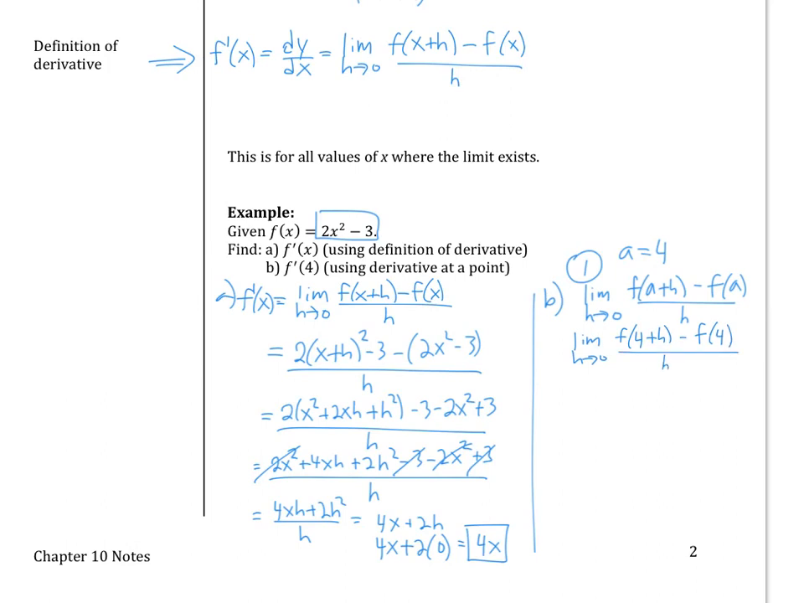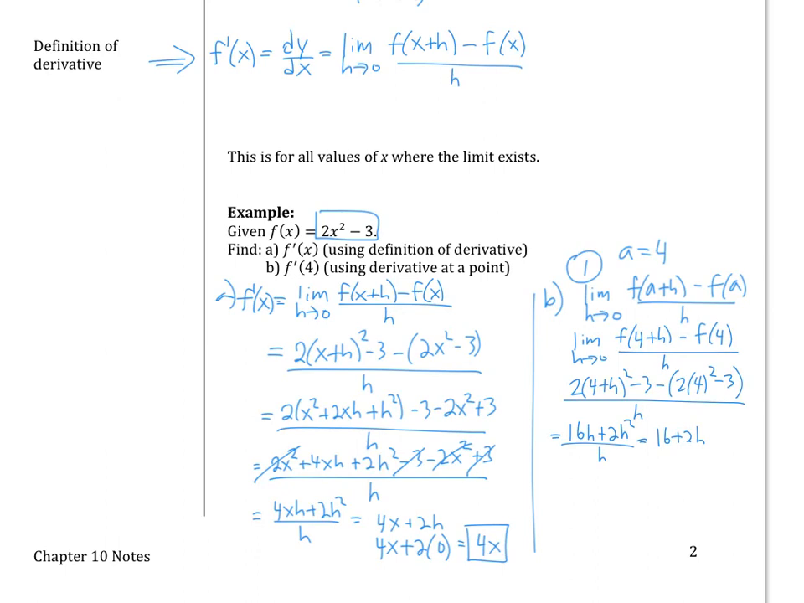You're going to do the same thing now. Wherever you see x, you put in 4 plus h. So this is 2 times 4 plus h squared minus 3. And f of 4 means wherever you see an x, you put in 4, so minus 2 times 4 squared minus 3, all over h. I'll do this really quickly. Basically, things are going to cancel out, and you get to the point where you have 16h plus 2h squared over h. Okay, h again is going to cancel, so you have 16 plus 2h.